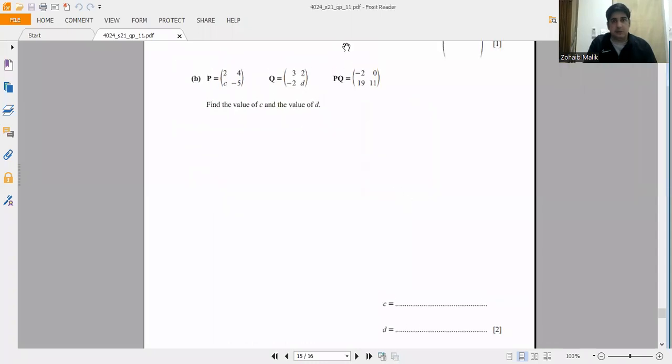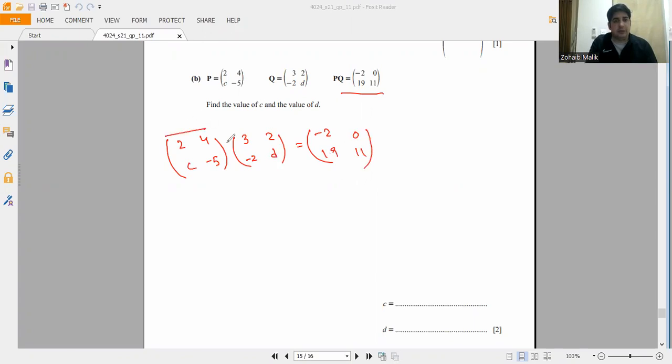P and Q are two matrices and their product is given. It means we have to take their product equal to this one. So the P matrix is [2, 4; C, -5], and the Q matrix is [3, 2; -2, D], which should be equal to [-2, 0; 19, 11], because we multiply row-wise from this side and column-wise from the other side.